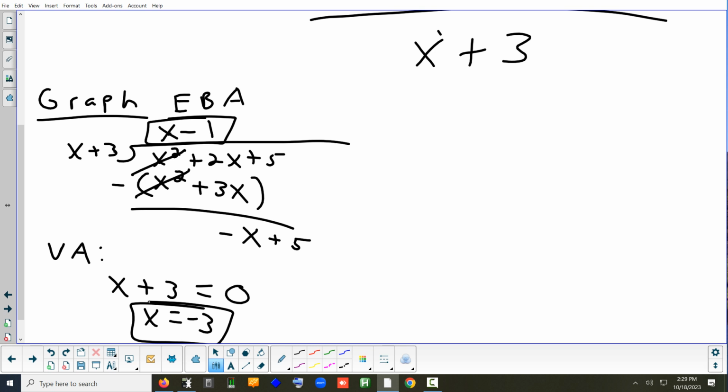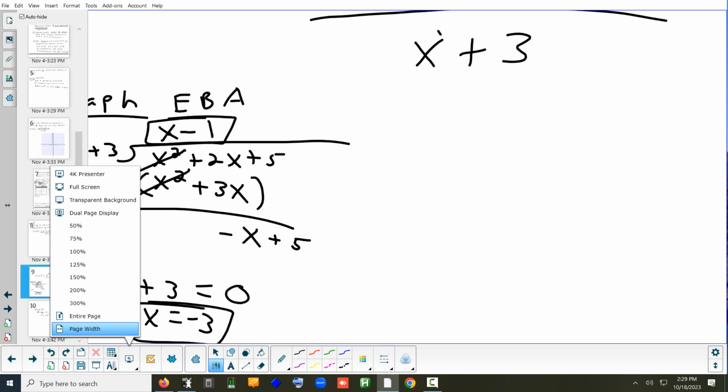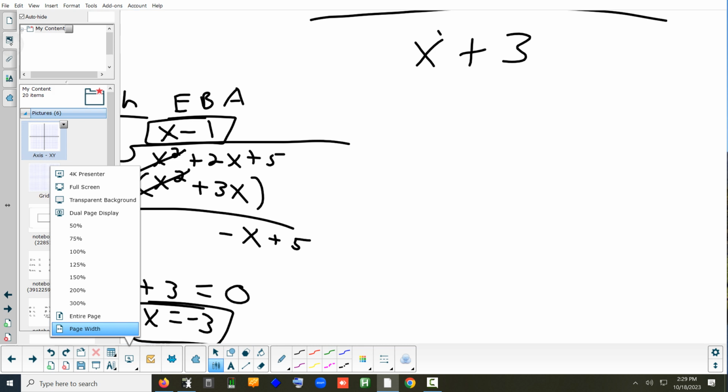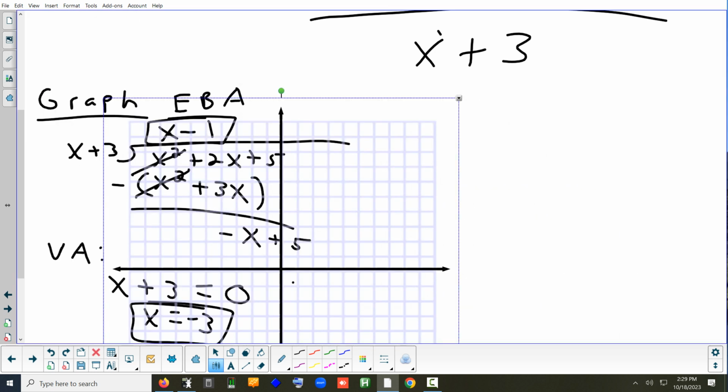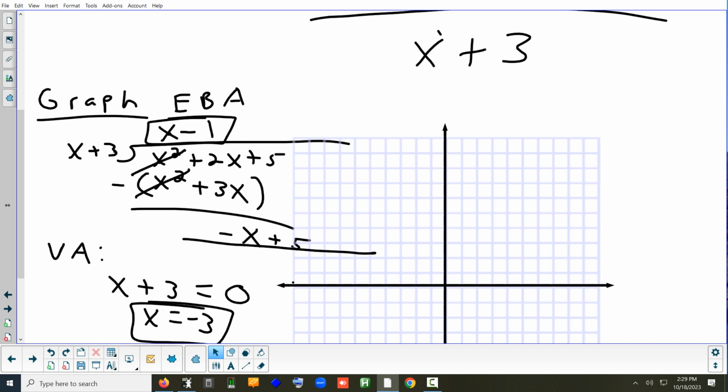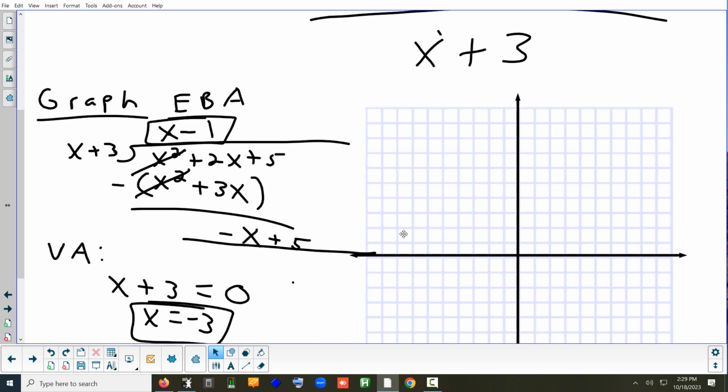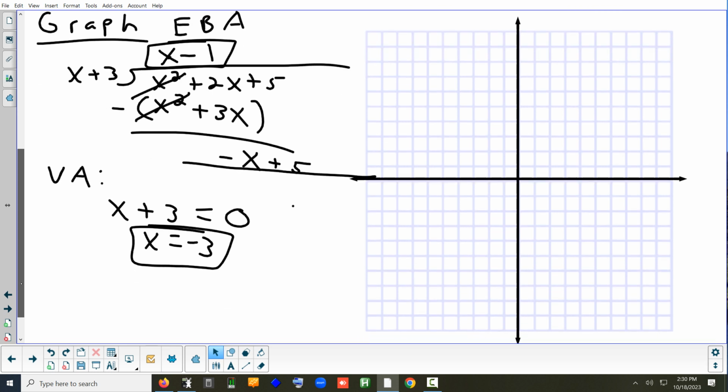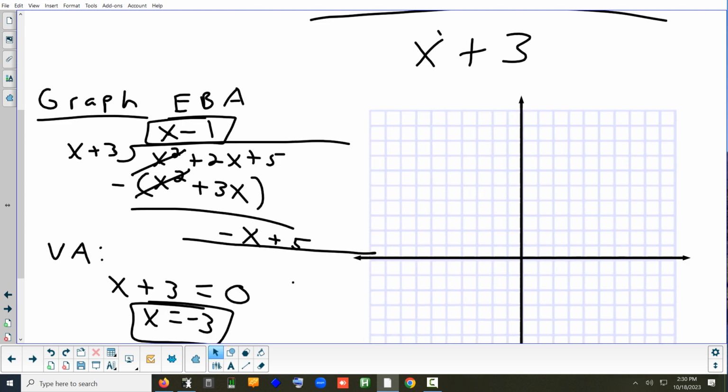Okay, let's sketch it and see what it looks like. Put that there. There. All right. What's my y-intercept on the EBA? Negative 1. So that's my y-intercept. And what's my slope?